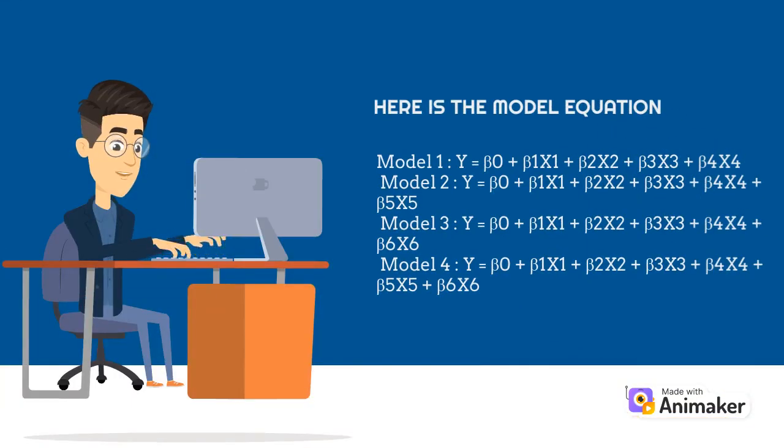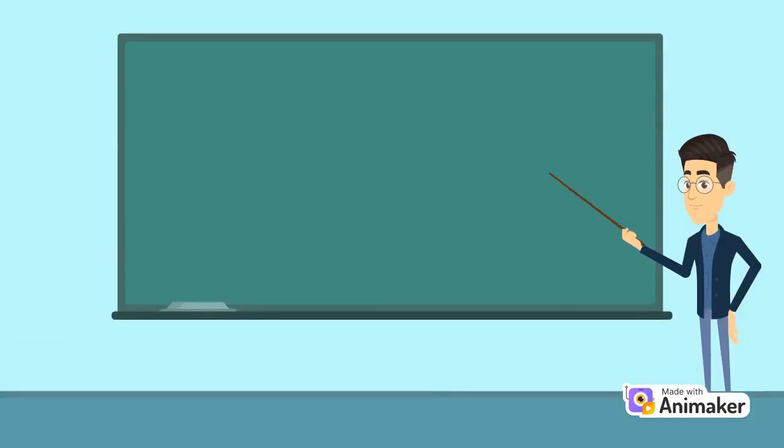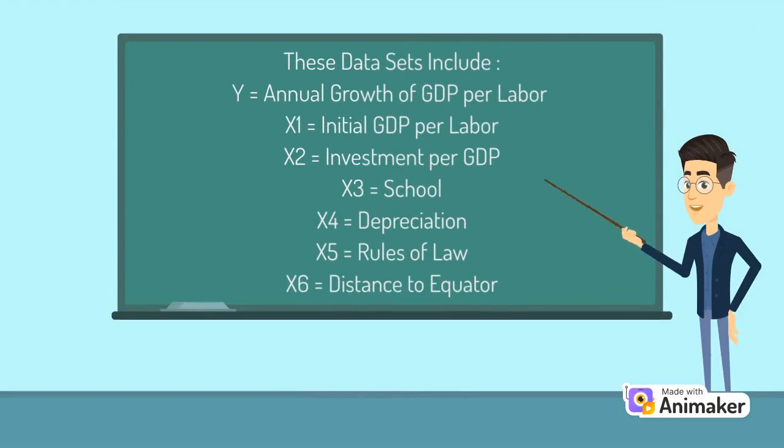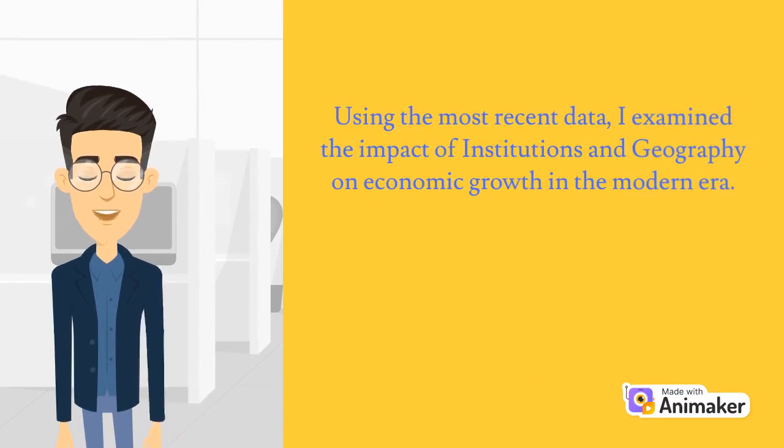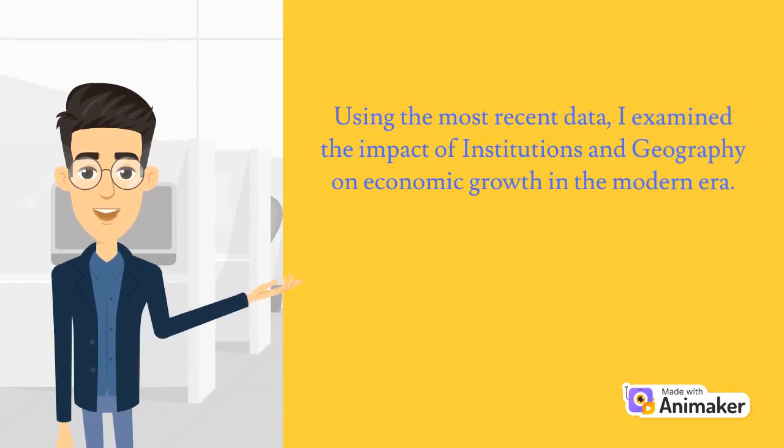This model used the ordinary least squares equation to determine the correlation between economic growth, institution, and geography. In this research, there are five equation models. These datasets include annual growth of GDP per labor, initial GDP per labor, investment per GDP, school, depreciation, rule of law, and distance to equator. Using the most recent data, I examined the impact of institution and geography on economic growth.